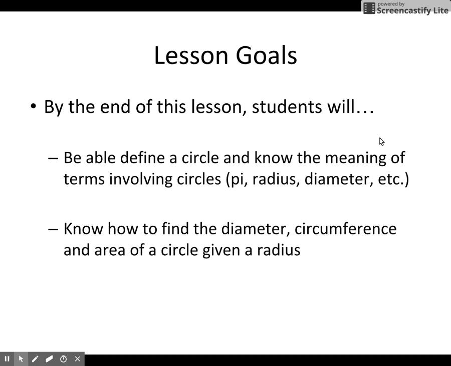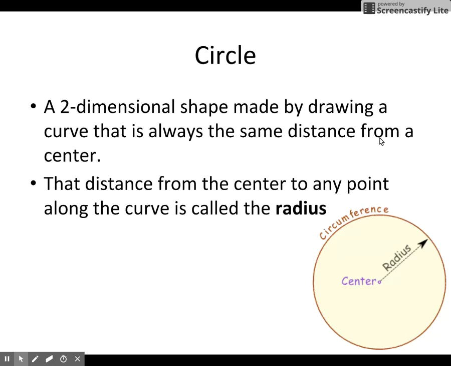The goals for today's lesson: you will be able to define a circle and know the meaning of the terms that are related to a circle, such as pi, radius, and diameter. You'll also know how to find the diameter, circumference, and area of a circle given a radius.